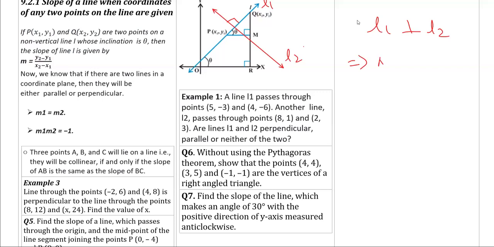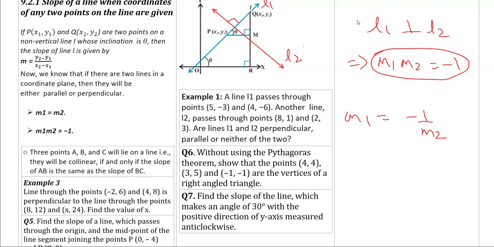In this case, the relation between their slopes is this: the slope of one line will be the negative reciprocal of the other, which can also be written as m1 into m2 is equal to minus 1. That means the product of the two slopes is minus 1. Repeating again, whenever two lines are given perpendicular to each other, considering their slopes be m1 and m2, then we have m1 into m2 is equal to minus 1. Otherwise, you can say m1 is equal to the negative reciprocal of the other.